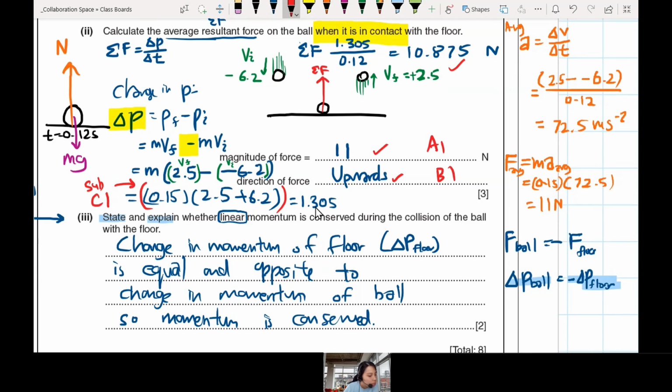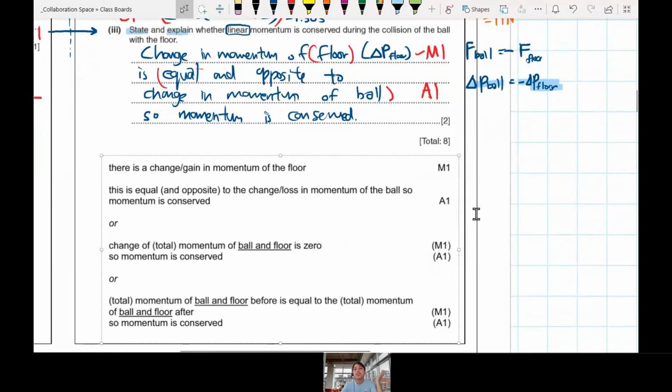The first one you can talk about, let's see what the mark scheme says. If you talk about the floor having a change in momentum, that is 1 mark. And if you say the change in momentum of the floor is equal and opposite to the change in momentum of the ball, that is the other one. There are many different ways to say it. Ours is most similar to the first one: change in momentum of the ball equals change in momentum of the floor.